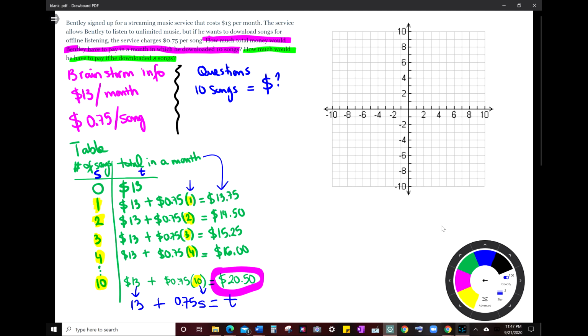And then when we have the formula, we can double check it by plugging 10 into this, and we should get the total as $20.50. All right, now move on. The next method we can use, so this is the table method. Okay, the next method we can use is the graph method.